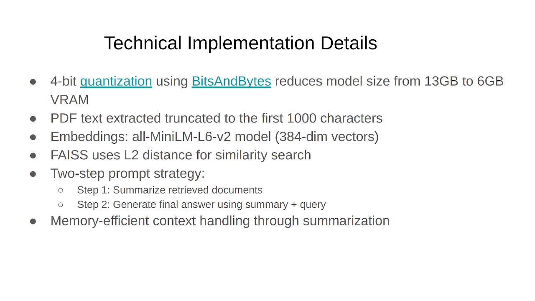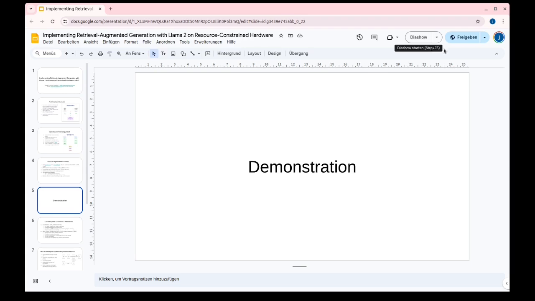We do a two-step prompt response strategy in order to conserve memory. So the first step is to summarize the retrieved document and then formulate the final query for the language model to provide the response. So the key point is that we prioritize practical deployment over complexity. So let me move to a demonstration of the system.